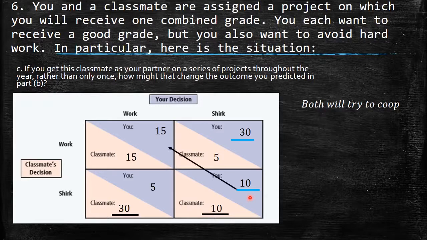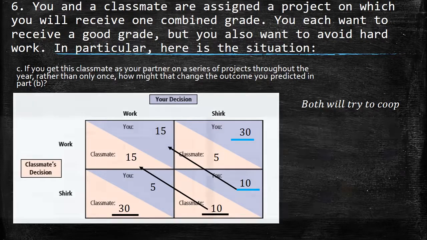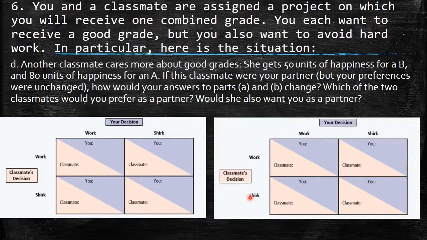Then when both try to cooperate, they will try to move to that payoff where everybody works, because in repetitive games they will receive this better outcome. Okay, so then the last one of these 6 points: another classmate cares more about good grades. She gets 50 units of happiness for a B. So then we already have this one. Okay, let's try to move this one. You're still going to have 15, right? But the other one should be 80.